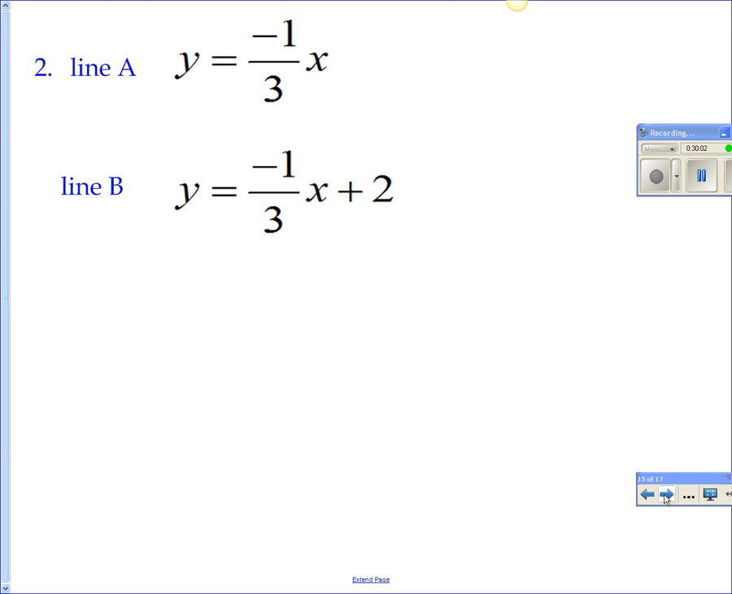What is different on this one? Well, this one technically does. What is it? 0. So again, what do they have that's different? Different y-intercepts. I'll come back.